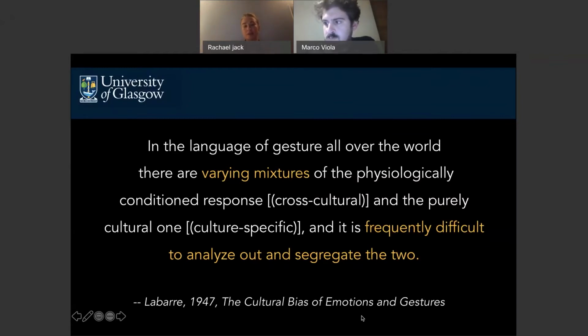And I think this is summed up really nicely by La Barre in 1947. And he said that in the language of gesture all over the world, there are varying mixtures of the physiologically conditioned response, which is what is cross-cultural, and the purely cultural one. So that's what is culture specific. And it is frequently difficult to analyze out and segregate the two. Now, this is as true now as it was then, and it really illustrates very well the real challenge of understanding exactly which face movements are meaningful in different cultures.